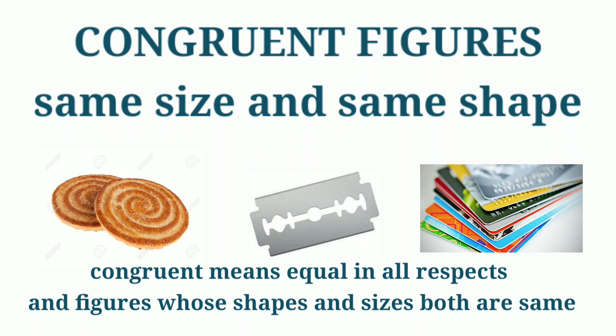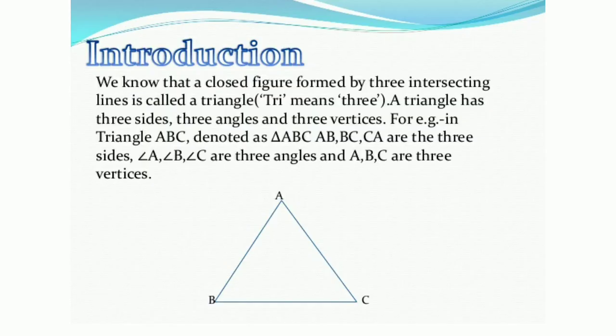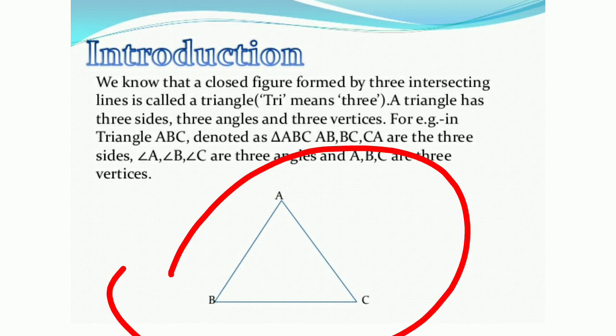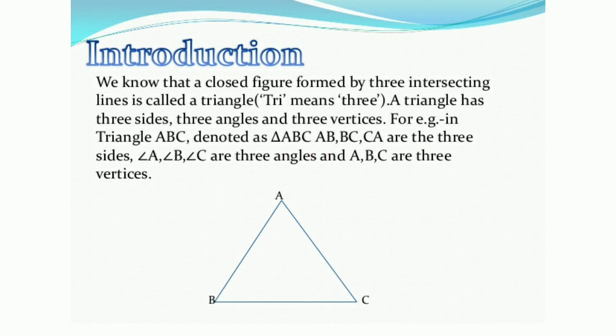Okay, so in this chapter we have to learn congruence of triangles. What are the peculiarities of congruency of triangles? Then, what is a triangle? We know that a closed figure formed by three intersecting lines is called a triangle. Tri means what? Three. A triangle has three sides, three angles, and three vertices.